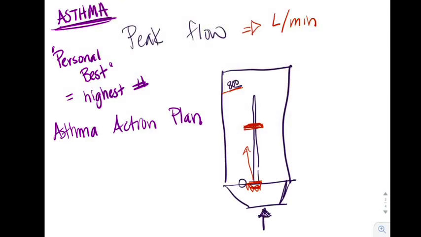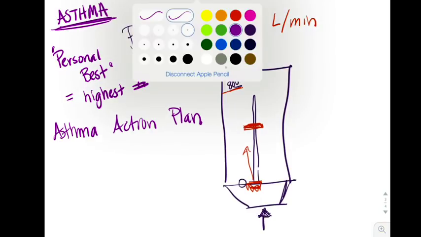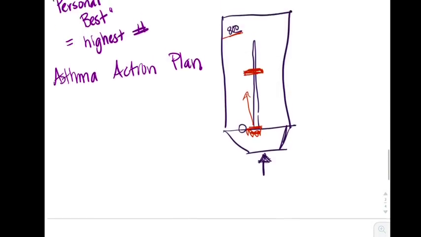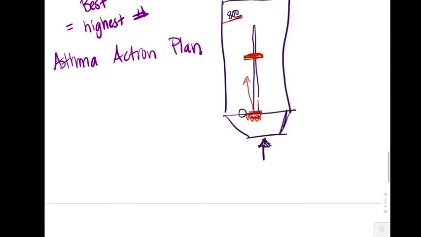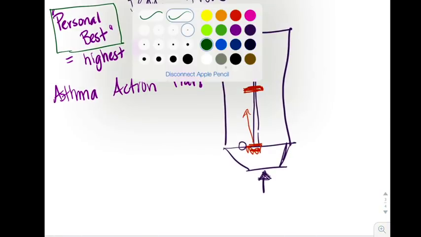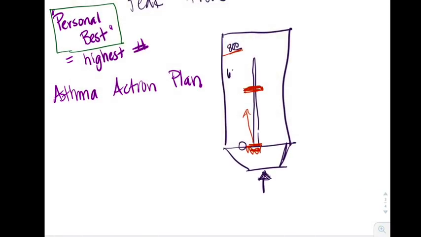We'll talk about the specifics of the medications once we get to asthma, but as far as counseling a patient how to use their peak flow meter, they'll first determine their personal best. And let's say this patient's personal best is 600. 600 is their personal best.